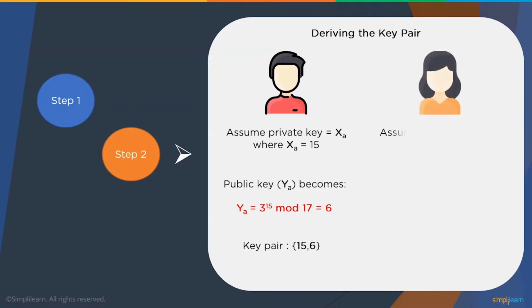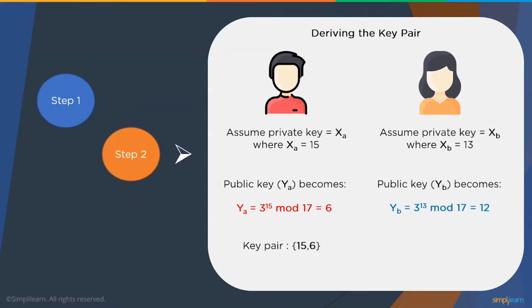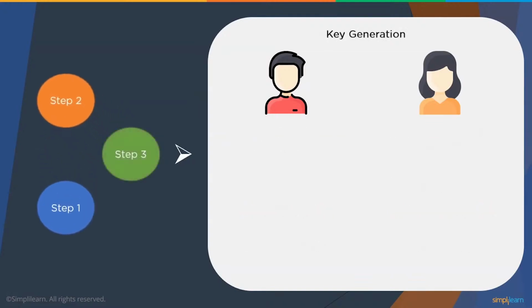For the second user, let's consider the private key xb to be 13. The public key can then be calculated with this formula, 3 to the power 13 mod 17, which has the value of 12. So in the second user's case, the key pair can be 13 and 12. In step 3, which is the key generation, we already have the requisite parameters for both users. To calculate the secret key on the first user, we're going to use the formula k equal to 12 power 15 mod 17, which gives the output as 10.